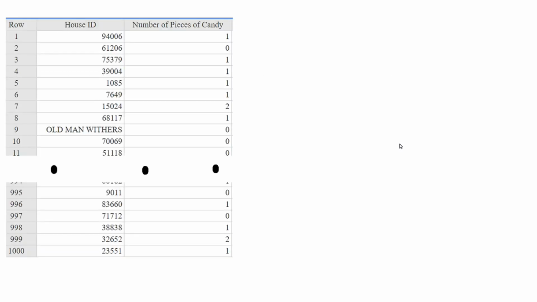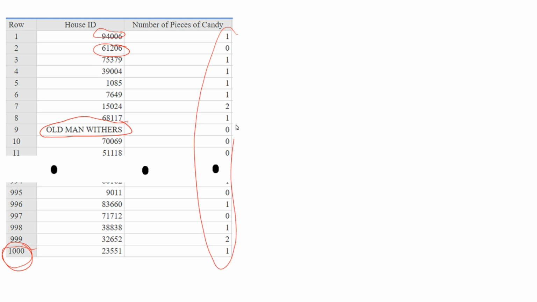Now, I emphasize that I'm using historical data in this particular problem. Here's the historical data. This is my data set right here. I gave each house a random ID, but this is all the houses in the neighborhood. It's a big neighborhood. There's 1,000 houses total, so there's 1,000 experimental units, 1,000 observations. Old Man Withers gets their own ID. For each data point, each experimental unit in this case, I have the number of pieces of candy right there.